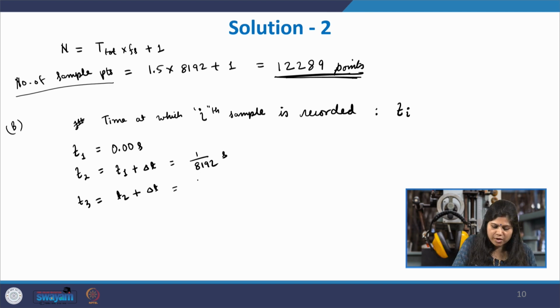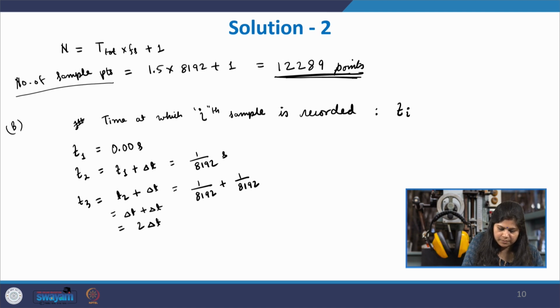So, this should again come down to 1 by 8192 plus 1 by 8192, which is what T2 was recorded at del t time, because this is 0 plus del t. So, this gives you 2 times del t. Similarly, T4 would be T3, the time at which the third sample was recorded, plus the gap between the two, which is del t. The third was recorded at 2 del t plus another del t. This gives you 3 del t.